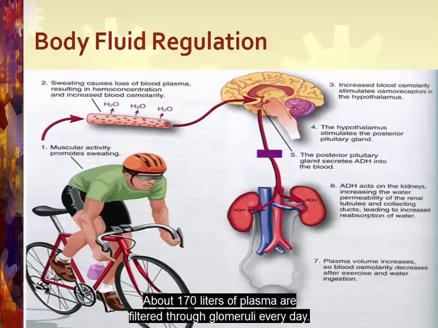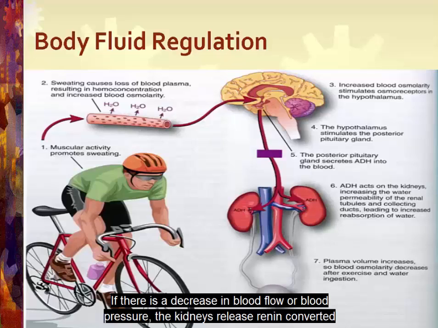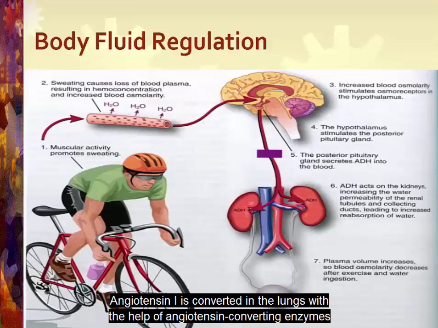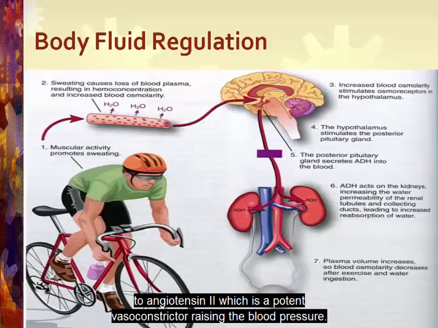About 170 liters of plasma are filtered through the glomeruli every day. Renin maintains intravascular fluid balance and blood pressure. If there is a decrease in blood flow or blood pressure, the kidneys release renin, which converts angiotensinogen, a plasma protein in the bloodstream, to angiotensin I. Angiotensin I is converted in the lungs with the help of angiotensin-converting enzyme to angiotensin II, which is a potent vasoconstrictor, raising the blood pressure. Also stimulated is a thirst mechanism to increase the fluid intake.